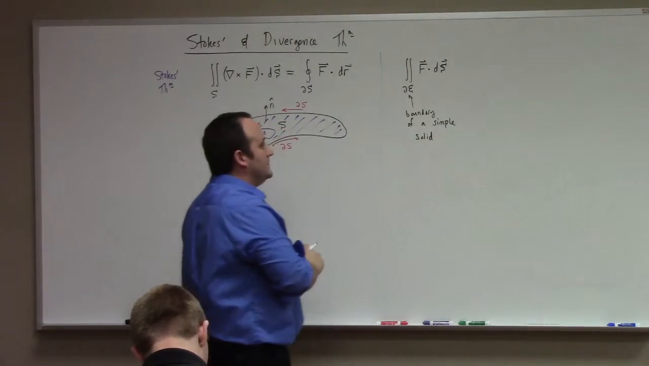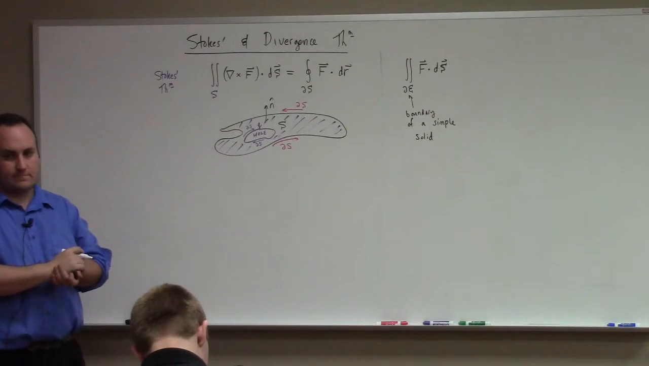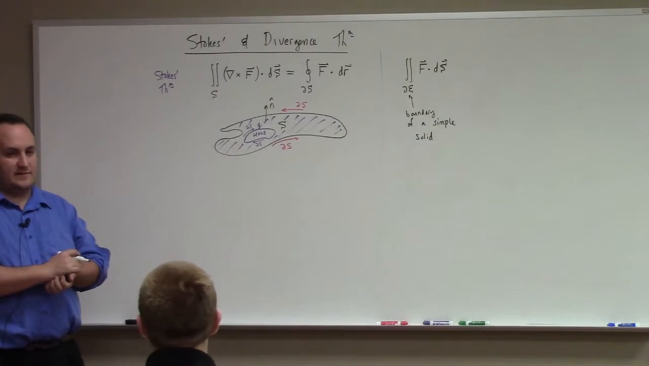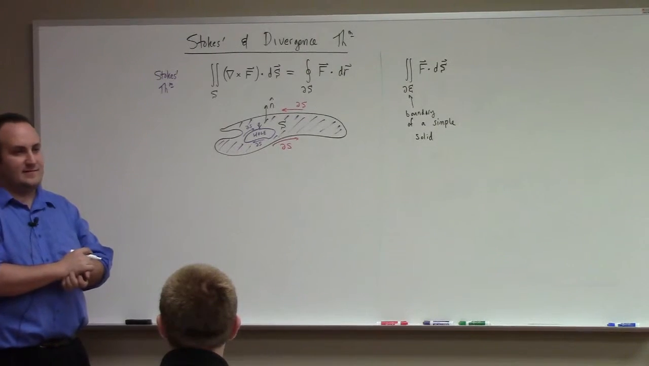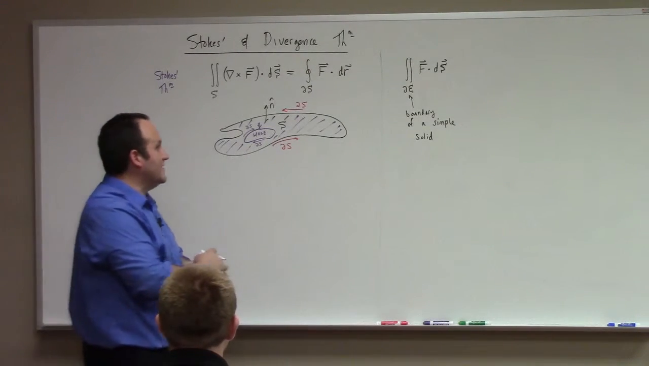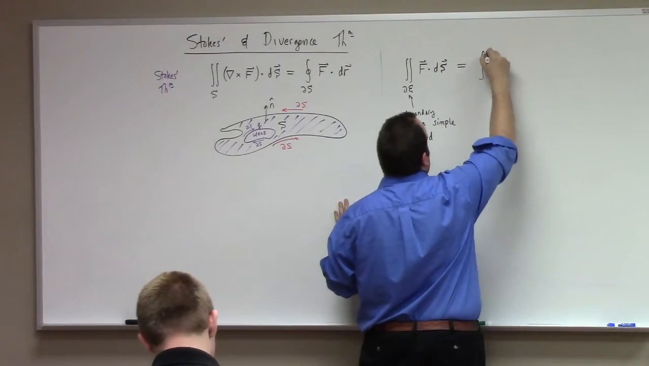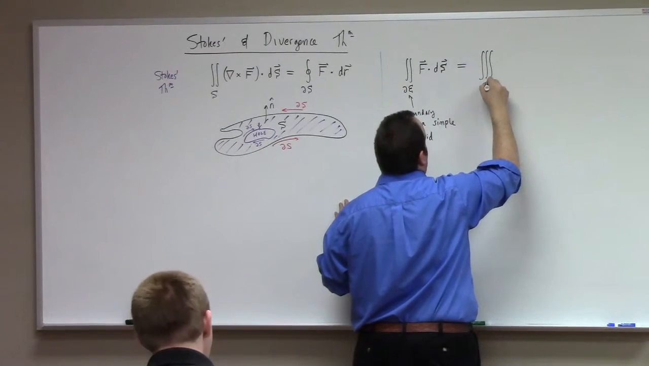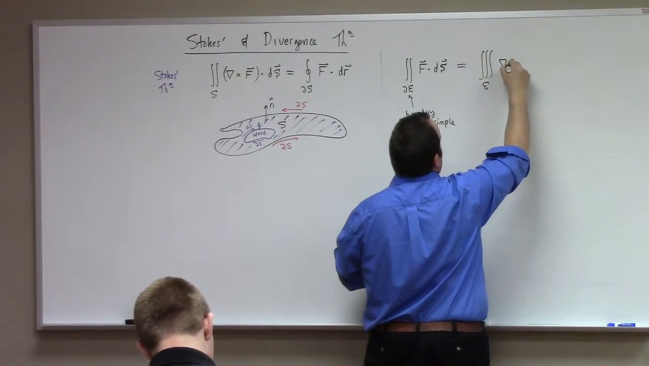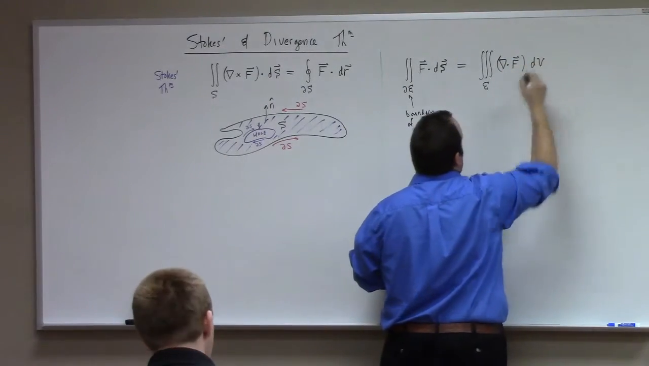What's a simple solid? Like cheddar cheese, simple solid. Swiss cheese, not a simple solid. It's got holes in it, right? So this is equal to the triple integral over the solid region itself, E, of the divergence of F dV.